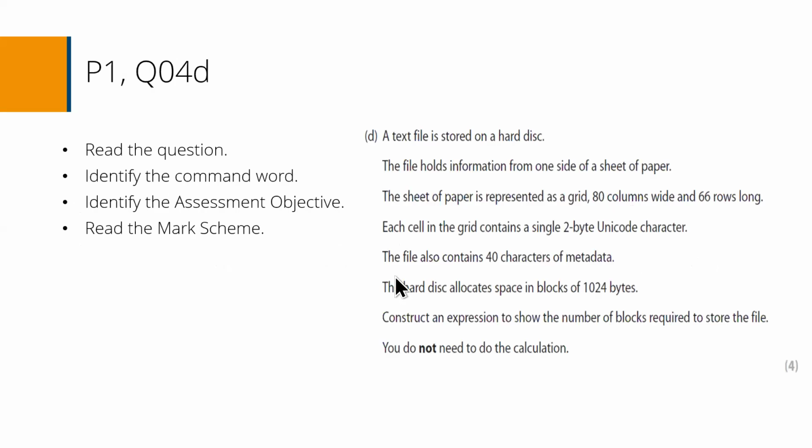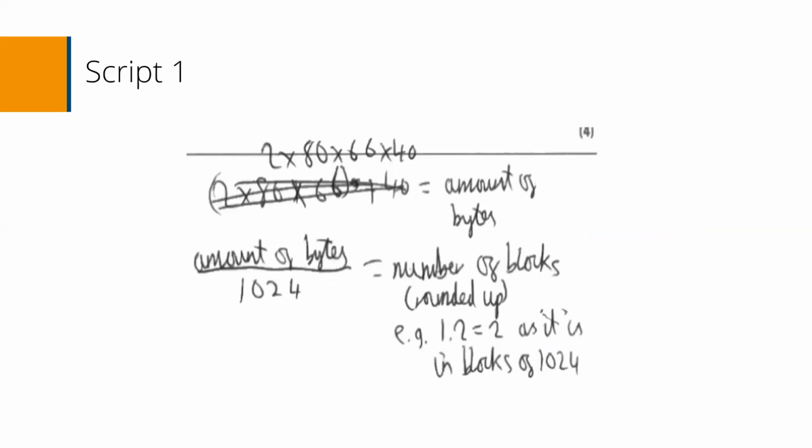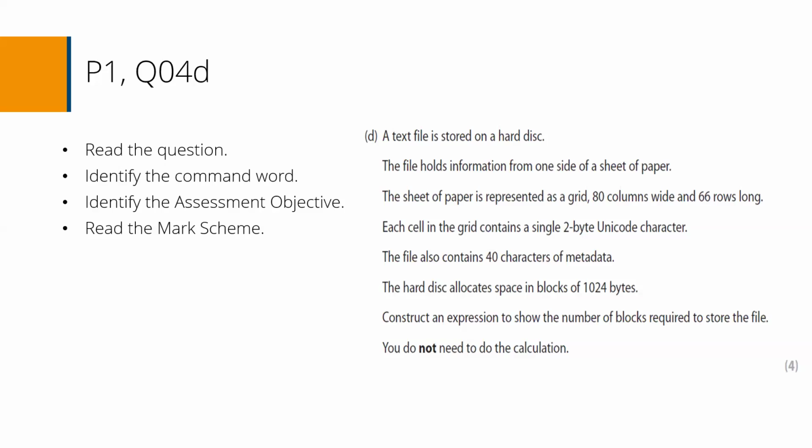Okay, moving on. We're on page 15. A 4-mark question. A text file is stored on a hard disk. The file holds information on one side of a sheet of paper. The sheet of paper is represented by a grid 80 columns wide, 56 rows long. Each cell contains a single 2-bit character. The file also contains 40 characters of metadata. The hard disk allocates space in blocks of 124 bytes. Construct an expression to show the number of blocks required to store the file. You do not need to do the calculation.